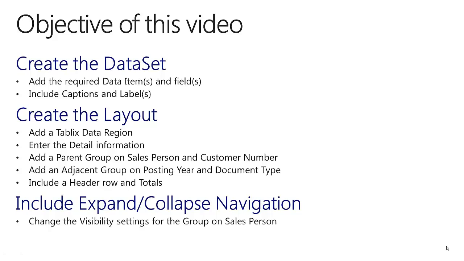So to summarize, we created the report in 3 easy steps. We started by creating the dataset and adding the required data items, fields, captions and labels. Next, we went into Visual Studio and we used a TableX data region, entered the detail information, parent-child groups and adjacent groups on posting year, document type, salesperson and customer number. Then we included a header row and totals. We enhanced the report by changing the font and adding some colors. And last but not least, we included expand collapse navigation by using the visibility settings, toggle item and hidden property on the salesperson fields.